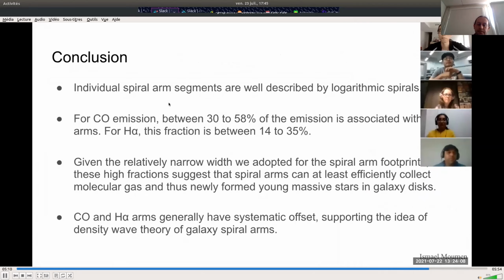In conclusion, we found that individual spiral arm segments are well described by logarithmic spirals. For CO emission, between 30 to 55% of the emission is associated with arms. For H-alpha, this fraction is between 14 to 35%. Given the relatively narrow width adopted for the spiral arm footprint, these high fractions suggest that spiral arms can at least efficiently collect molecular gas and thus newly formed young stars in galaxy disks. CO and H-alpha arms generally have a systematic offset, supporting the idea of the density wave theory of galaxy spiral arms.